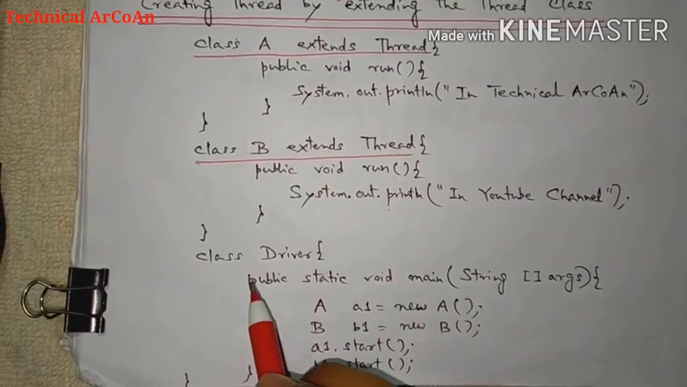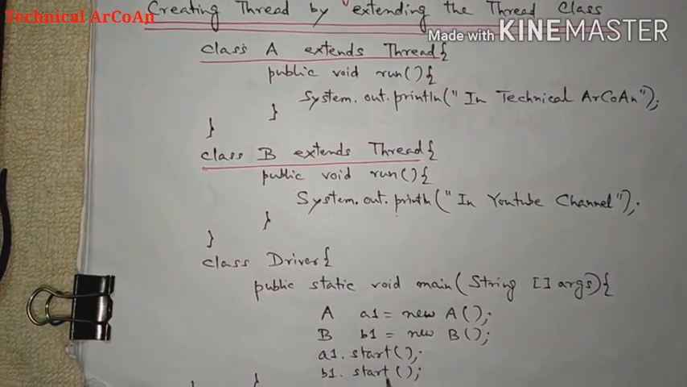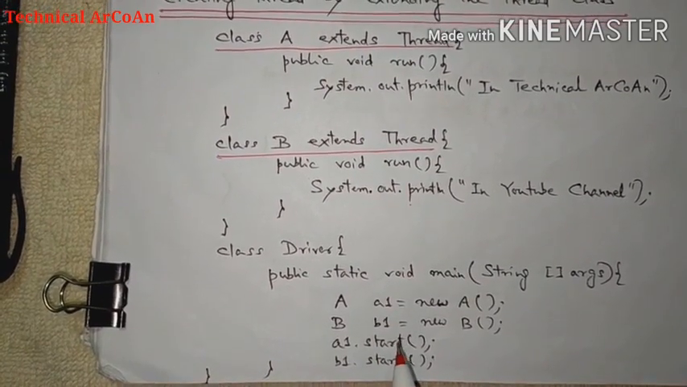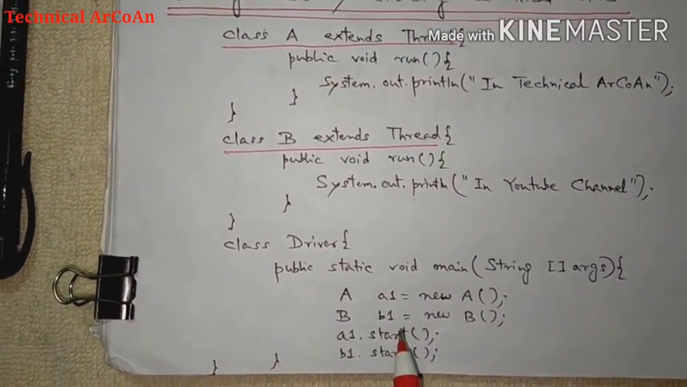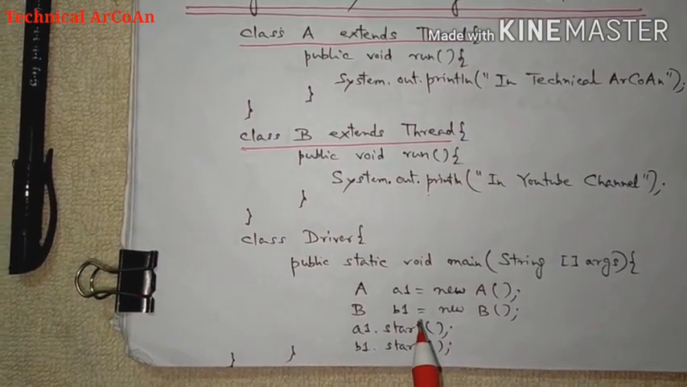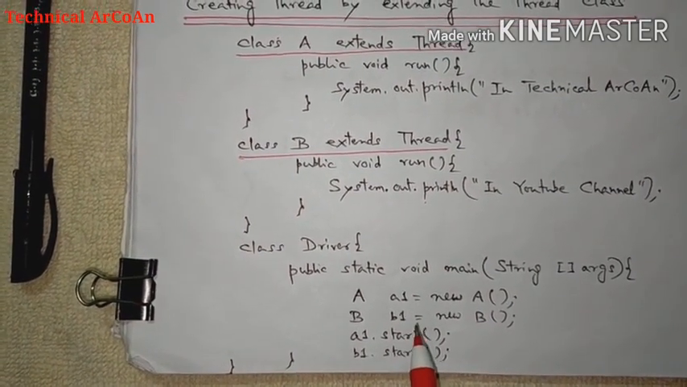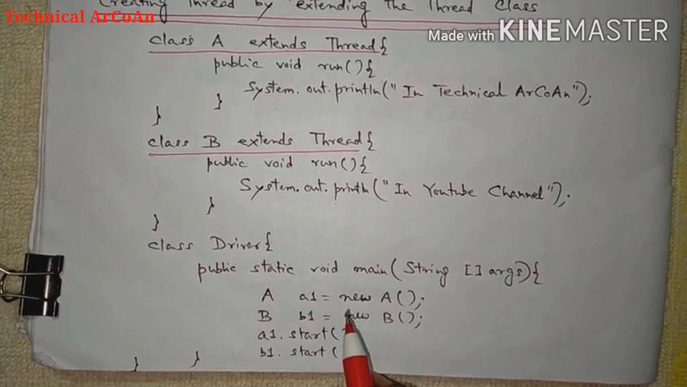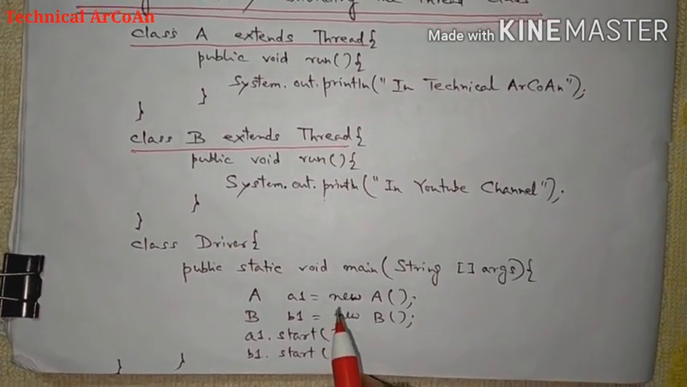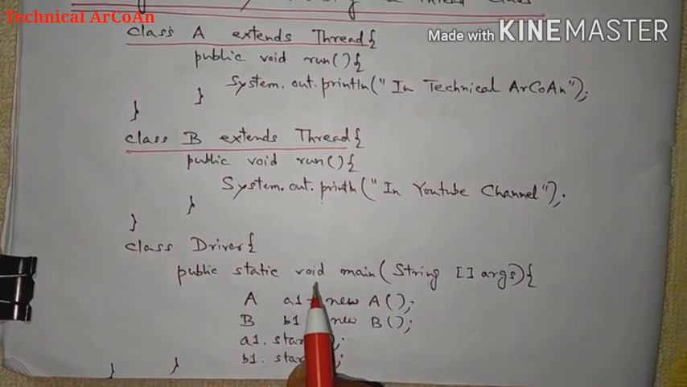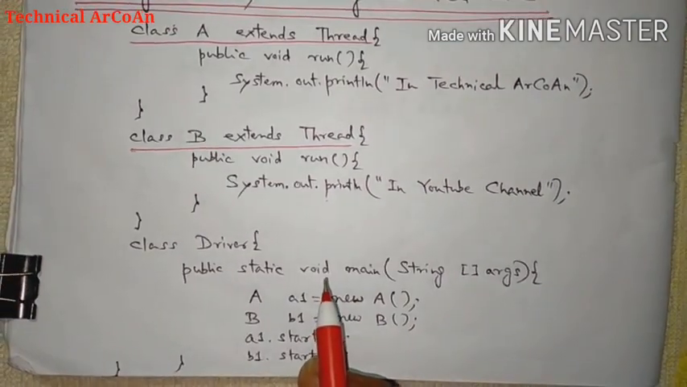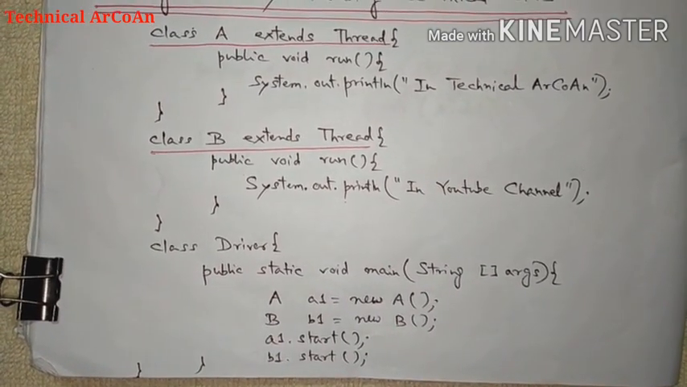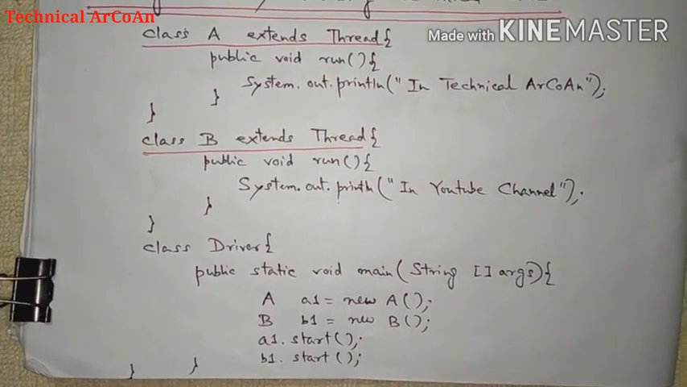The start method of the Thread class is used to start a newly created thread, and it performs the following tasks. Number 1, a new thread starts. Number 2, the thread moves from the newborn state to the runnable state. And number 3, when the thread gets a chance to execute, its target run method will run. So this is described in that particular program, creating a thread by extending the Thread class.